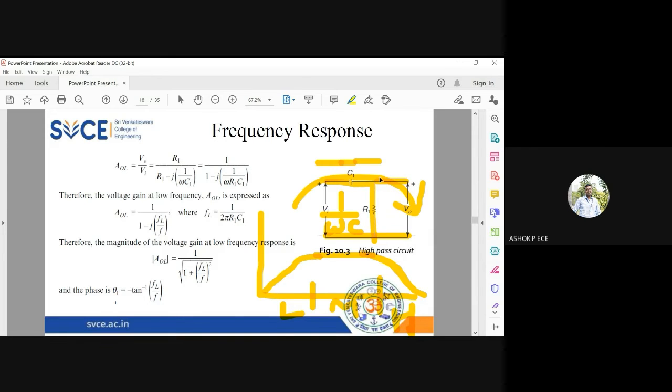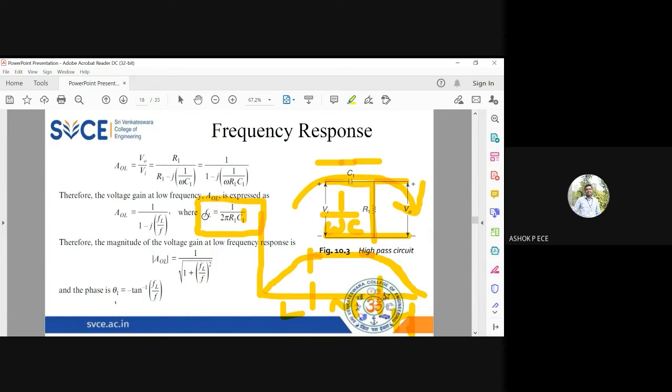So this circuit will behave like a high pass filter in the low frequency region, and the gain is given by this formula. You have a cutoff frequency FL equal to 1 by 2 pi R1 C1. So this R1 C1 will determine the cutoff frequency of the low frequency region. The point where the gain becomes constant is called the cutoff frequency, and its value is 1 by 2 pi R1 C1.